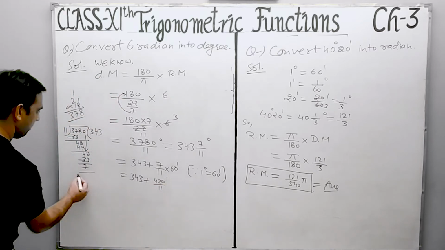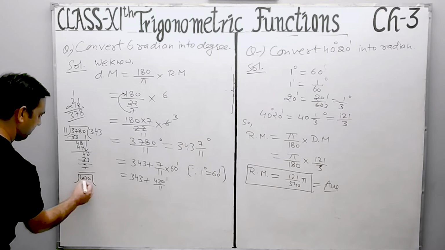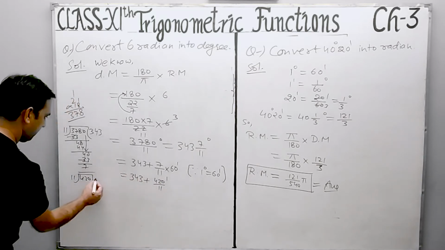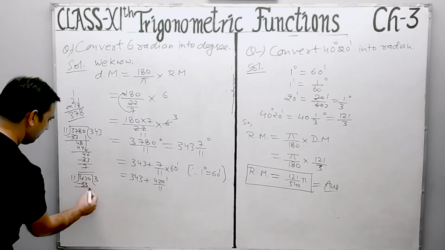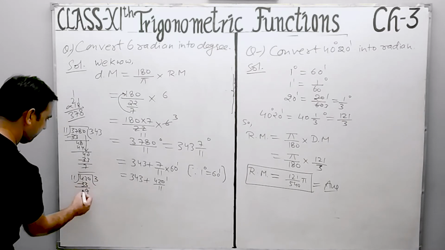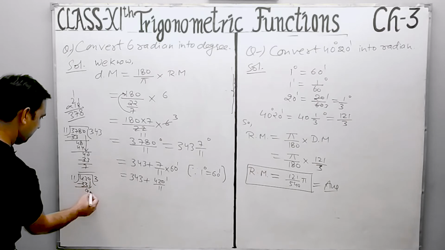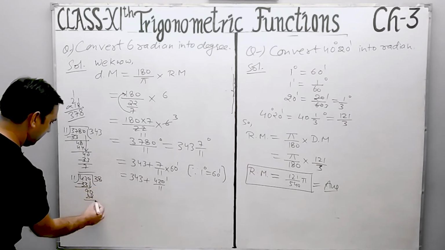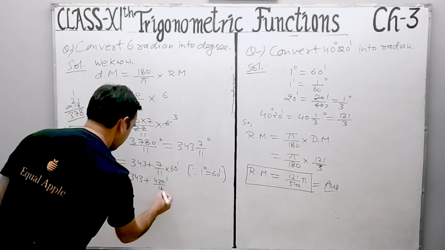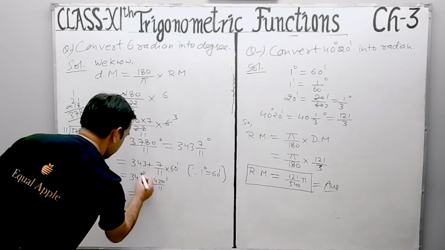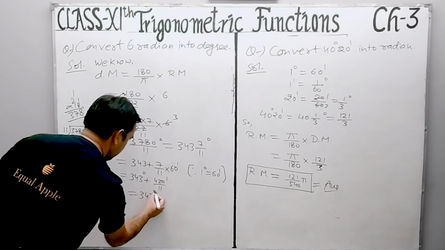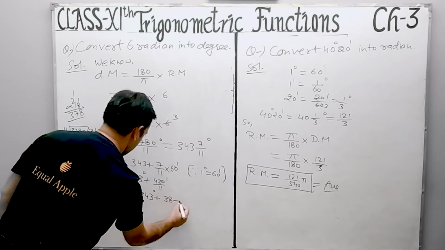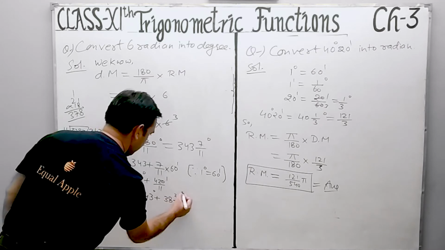Still we need to change to the smaller unit. It will convert into seconds. 11 threes are 33, 42 minus 33 is 9, and here 11 eights are 88. So this will be 343 degree plus 38 and 2 upon 11 minute.